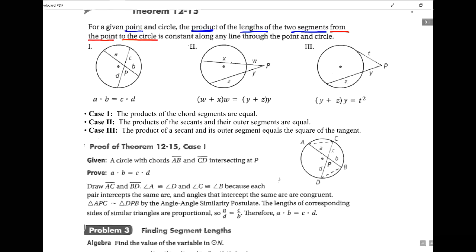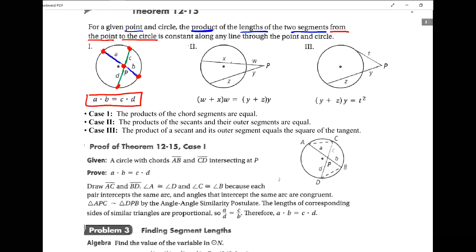What this says is that we have a point here. And if I take A times B, so this length, and multiply it by this length, it is going to equal C times D. And that is going to be true for any chord that goes through that point. Multiplying the two segments from the point to the circle, right? We go from our point P to the circle, that gives us A. From our point P to the circle, that gives us B. The same with C and D.